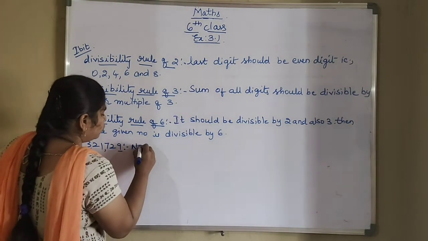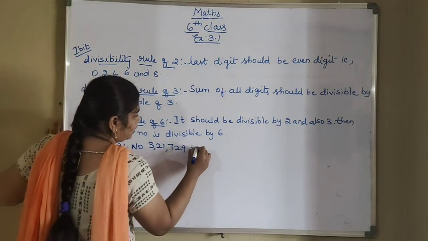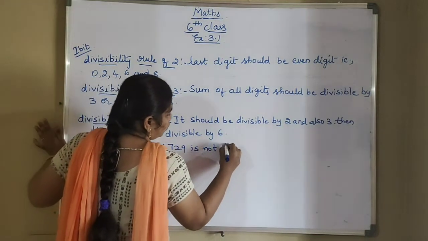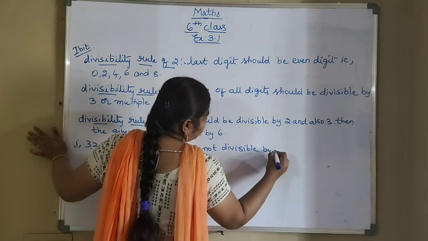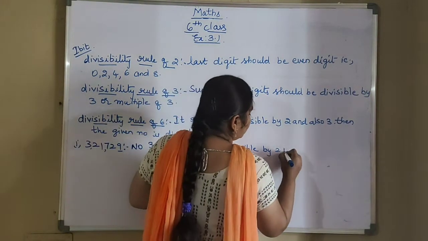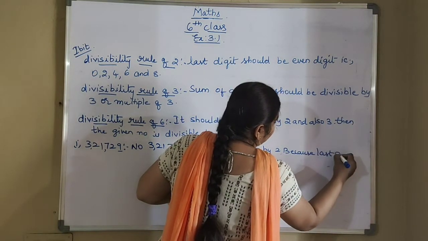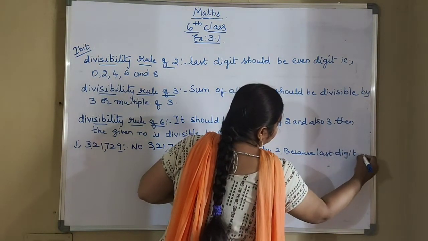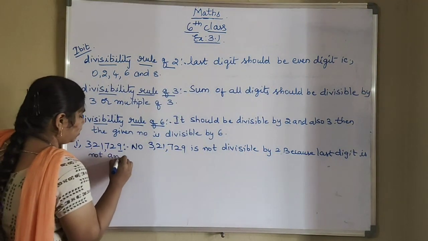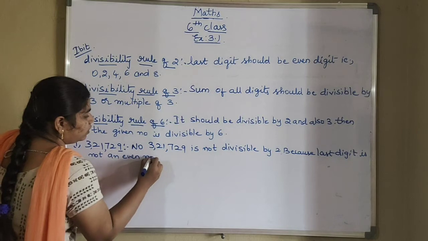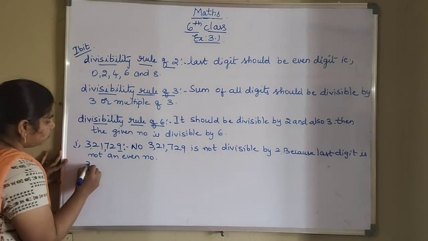So no, 3,21,729 is not divisible by 2 because the last digit is not an even number.